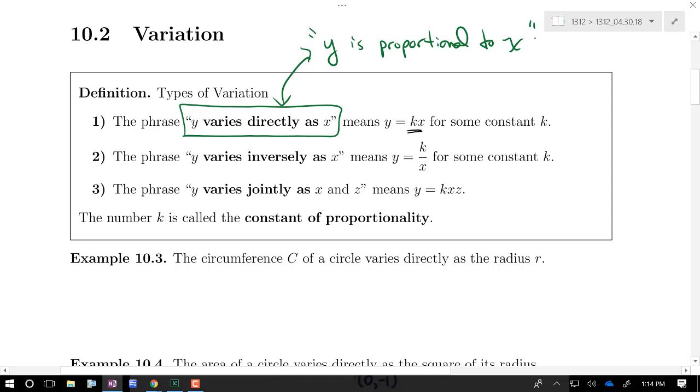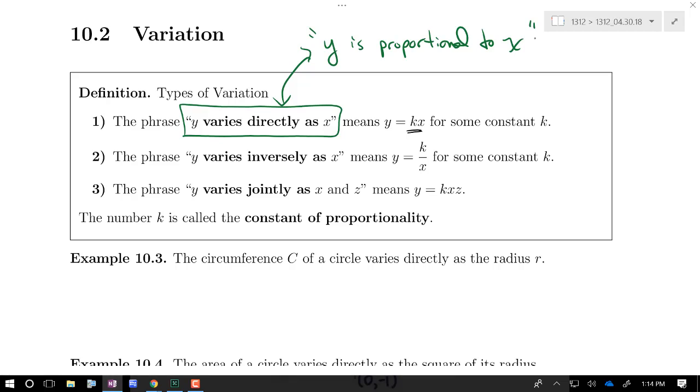You might see that language also used, and it means the same thing. If I know that y varies directly as x, or that y is proportional to x, or directly proportional to x, that means that y is some constant times x. A lot of these problems will begin with us trying to use some given information to figure out what that constant is, and then use the resulting equation to solve a problem.